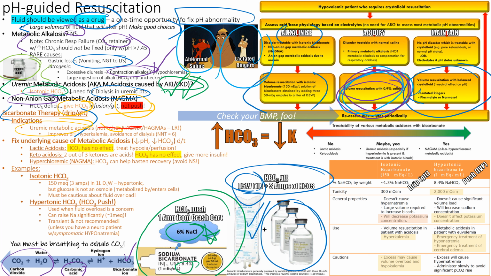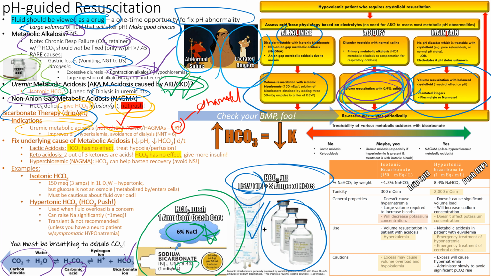I should say this is kind of with a grain of salt. Other NAGMAs, it's actually beneficial for that, right? So that's okay to give for non-anion gap metabolic acidosis. Any kind of metabolic acidosis, give bicarb drip, right? LR is not harmful, right? So it's not harmful, but it's not better.